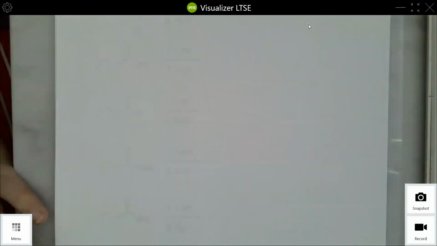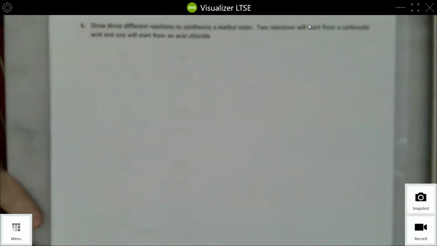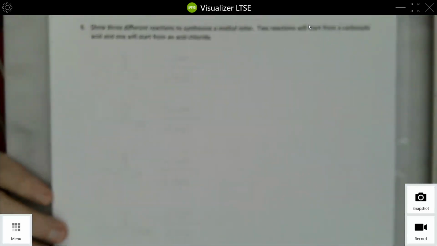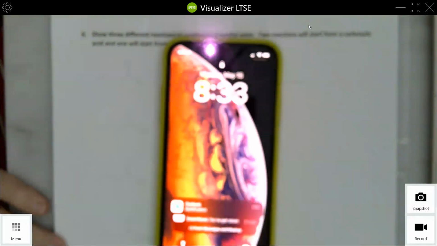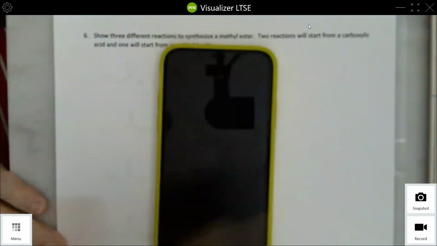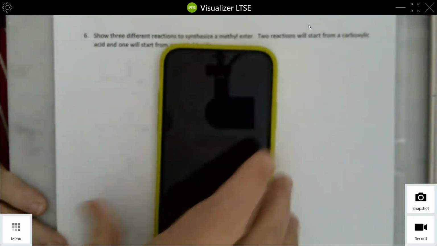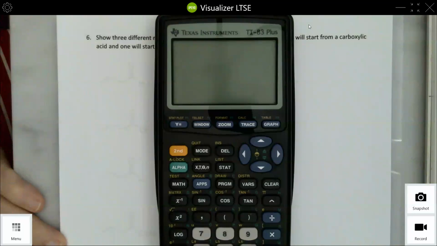Okay. The next question says, show 3 different reactions. Sorry about this. The camera sometimes just really doesn't want to focus. See if it'll focus on my phone. No. Oh, maybe. Let's see. How about a calculator? There we go. It's better.